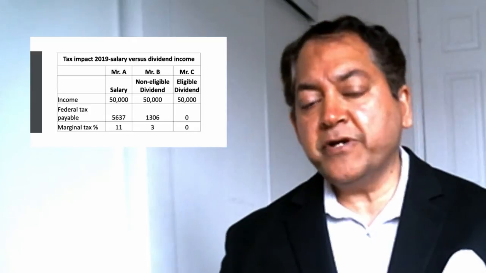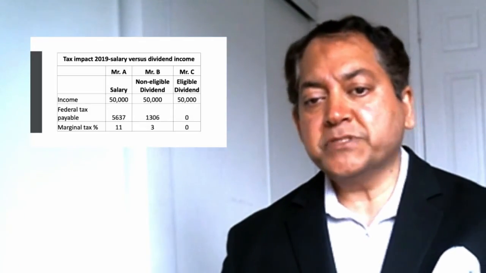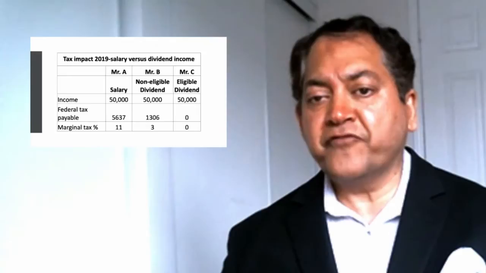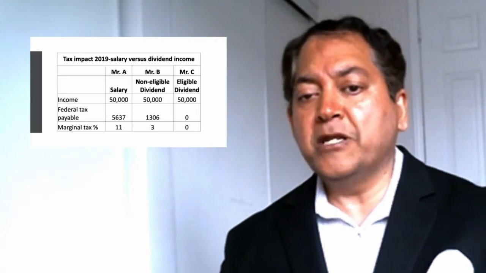For example, there are three individuals, Mr. A, B, and C. And we assume that Mr. A is drawing salary of $50,000, while Mr. B is drawing non-eligible dividend income of $50,000. And Mr. C is drawing eligible dividend income of $50,000. So, all have the same level of income, but they are coming from different sources. One from salary, another from non-eligible dividend, and another from eligible dividend.